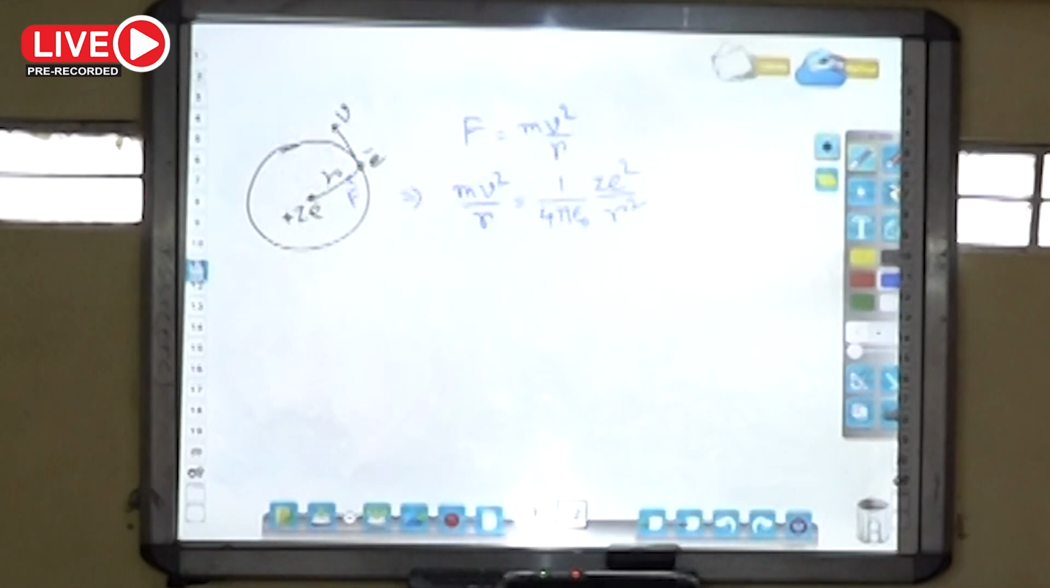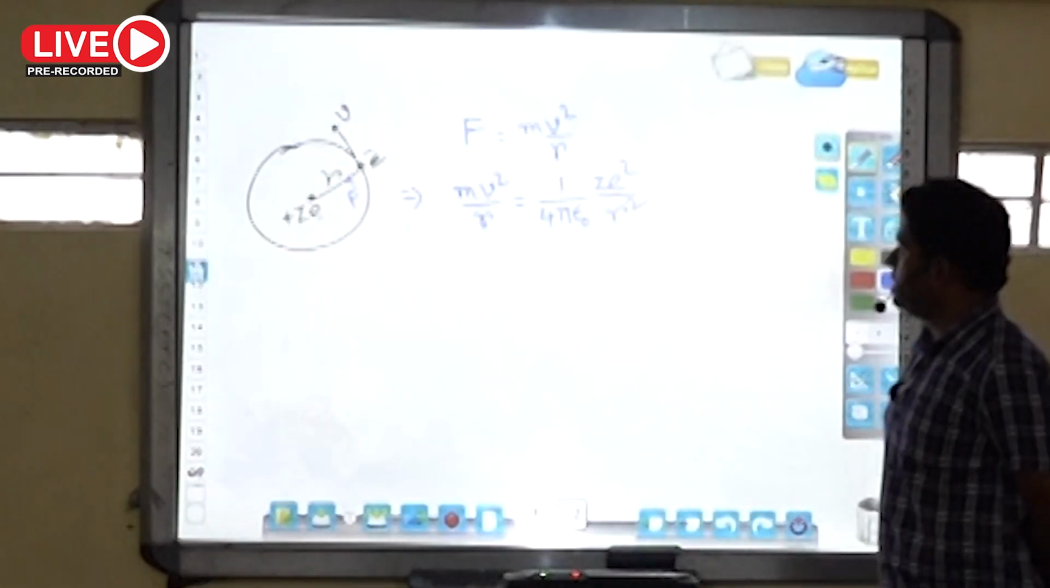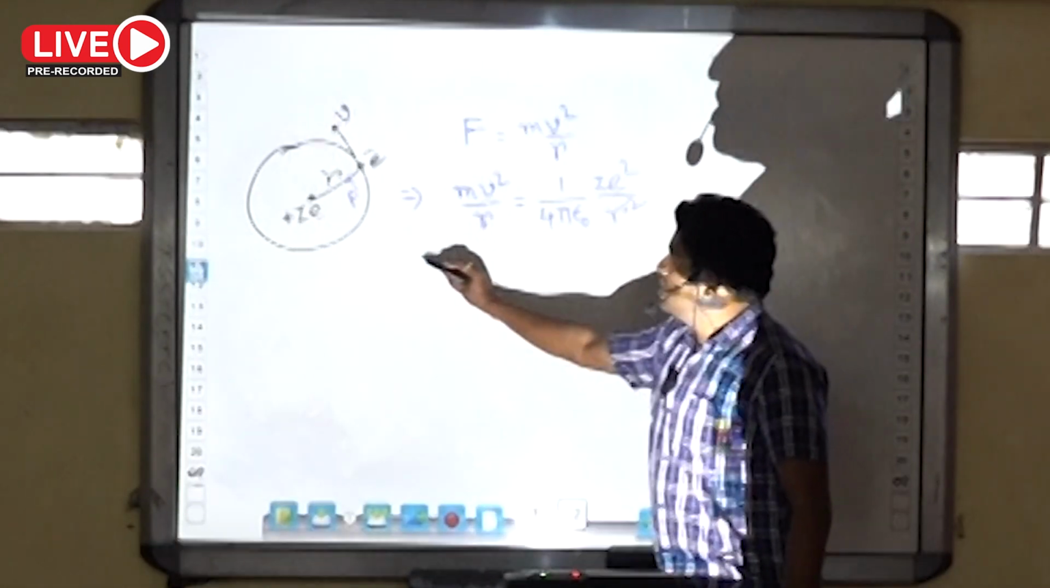Total number of charge in the nucleus is considered +Ze. So +Ze into e will be Ze square divided by r square. So this is the Coulomb force, q1 q2 by r square. Now cancel one r from this.